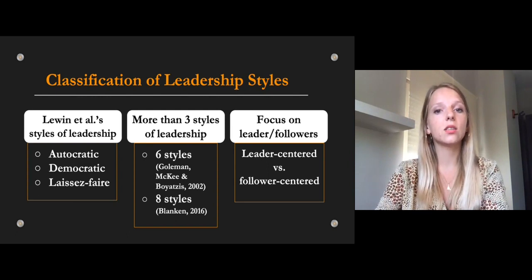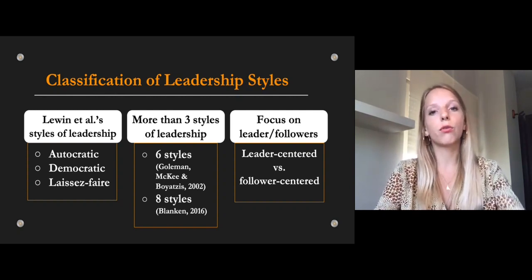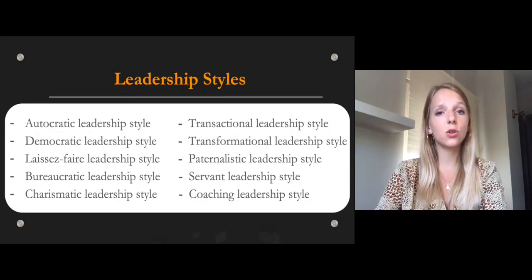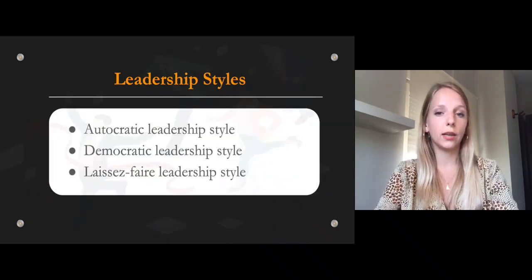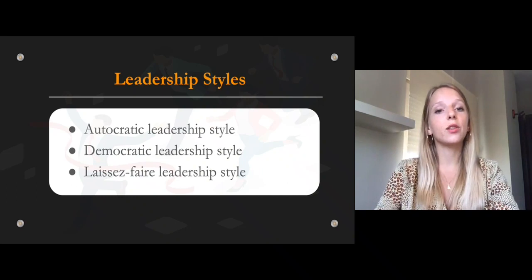This includes Lewin and his colleagues' early classification in the 1940s, which introduced 3 leadership styles, namely the autocratic, democratic, and laissez-faire styles. However, some researchers argue that there are more than 3 styles, even extending to 6, 8, or more styles. Another perspective for categorizing leadership styles is based on whether the focus is placed on the leader or the followers, dividing leadership styles into leader-centric or follower-centric. In this course, we will talk about 10 leadership styles. And in this lecture, we will discuss 3 of them. These are the ones introduced by Lewin and his colleagues.